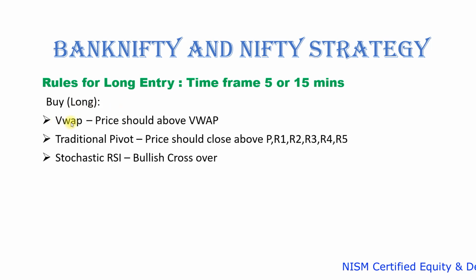We are using VWAP, traditional pivot and stochastic RSI. So the price should close above VWAP if you are entering into the long trade. And we are using the traditional pivot here. So here the price should close above P, that is pivot point, R1, resistance 1, resistance 2, 3, 4 and 5. Next, stochastic RSI, in that we should get the bullish crossover if we are entering for the long trade.